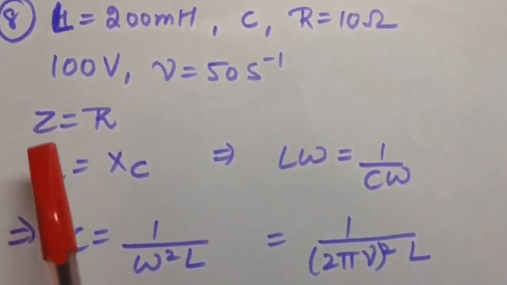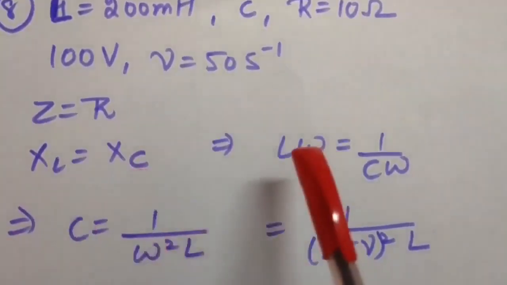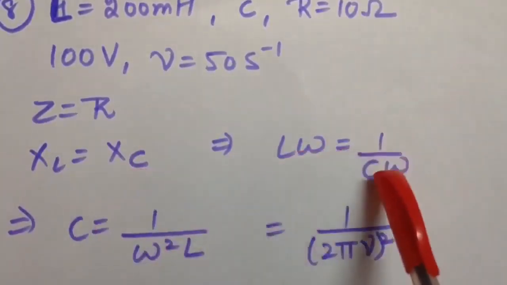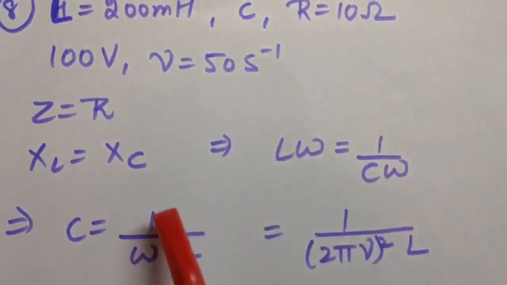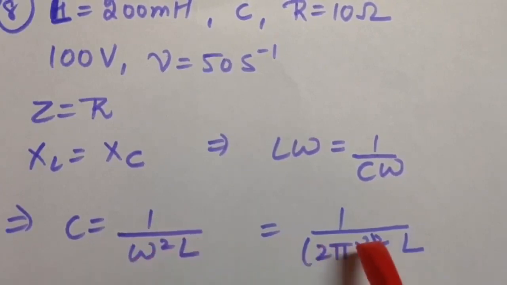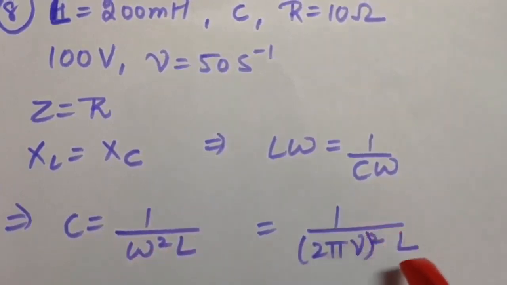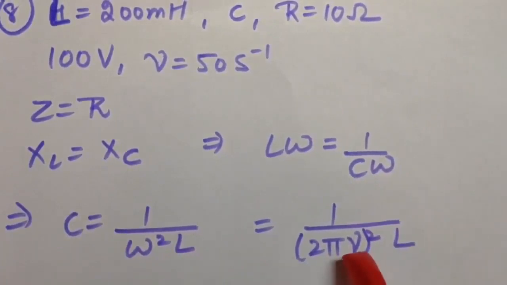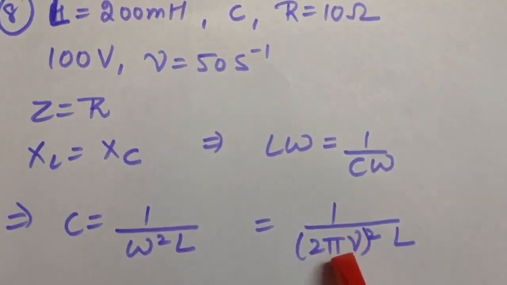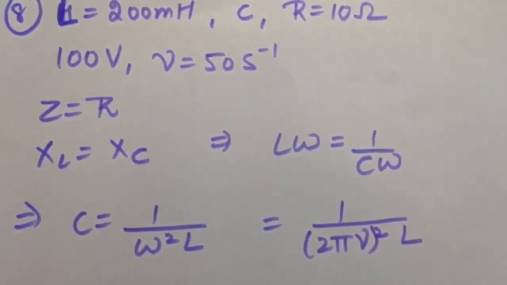So if Z is equal to R, that means XL will be equal to XC, or you can say L omega will be equal to 1 by C omega. Now from here, if you calculate the value of C, that will come to be 1 upon omega square L. As you know, omega is 2 pi nu. So C will be 1 upon (2 pi nu) whole square into L. Now L is given in the question, nu is also given, and you know the value of 2 pi. So just put the values and you will get the value of capacitance.